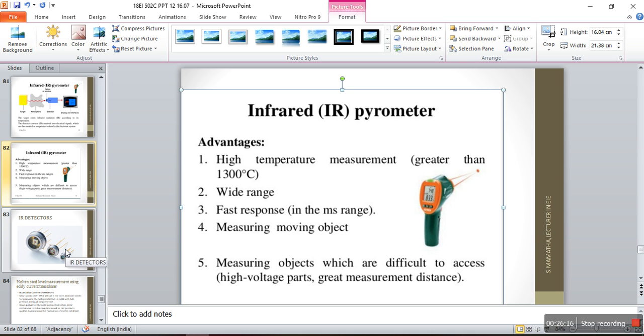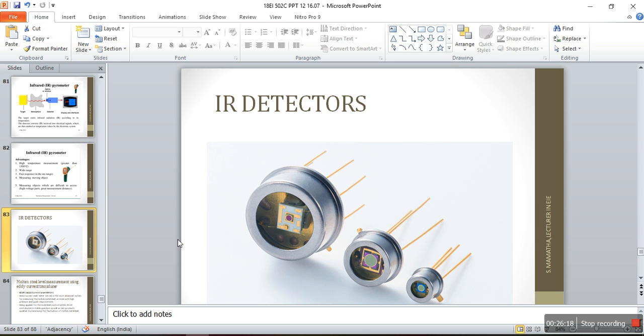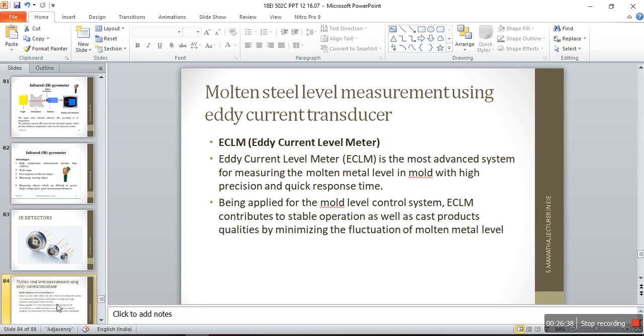Generally, what are the IR detectors that can be used? Here we can use different photovoltaic type IR detectors, thermal type, thermopile type IR detectors. We have a lot of IR detectors. These are some types of IR detectors that can be used in the IR pyrometers. Until now we have discussed IR detectors, IR pyrometers, photoelectric pyrometers, radiation pyrometers. Next, level measurement.